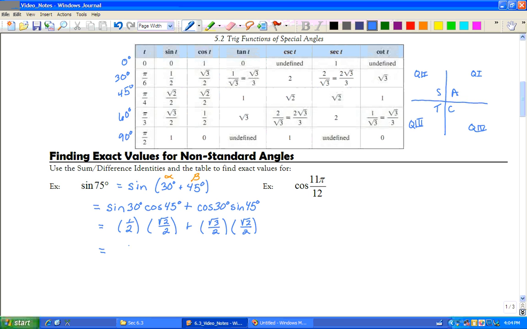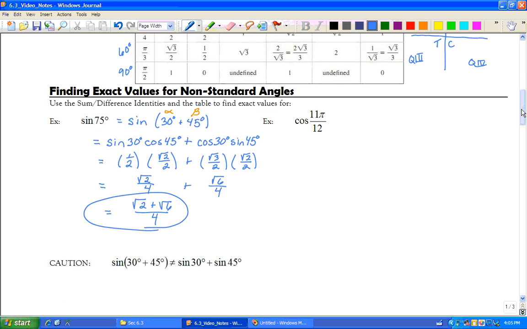And then we're just going to simplify. We end up with the square root of 2 over 4 plus the square root of 6 over 4. Common denominators of our fractions, so we can just combine the numerators. So we get the square root of 2 plus the square root of 6 all over 4. And that is our exact answer for the sine of 75.